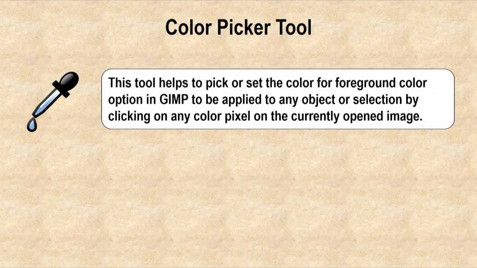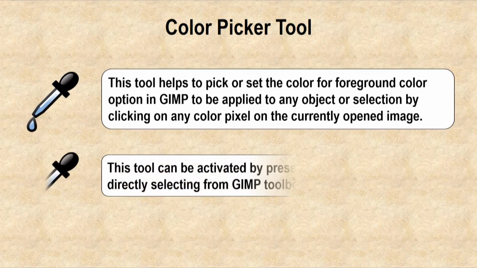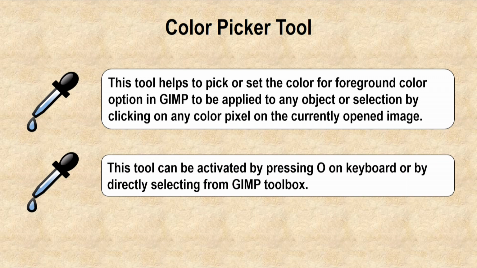Color picker tool. This tool helps to pick or set the color for the foreground color option in GIMP. And we can apply this to any object or selection by clicking on any color pixel on the currently opened image. So this particular tool is similar to the picker tool in other software. If we want to apply the color from the image to any other object, then we can go for the color picker tool. And this particular tool can be activated by pressing the O key on the keyboard. And we can also make use of this tool by simply selecting the tool icon from the GIMP toolbox.